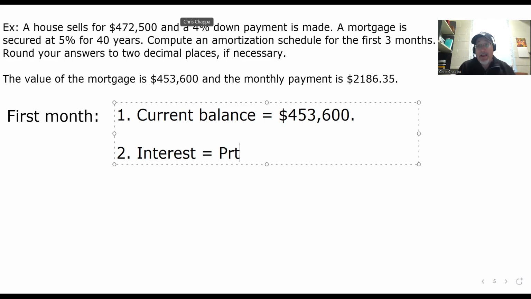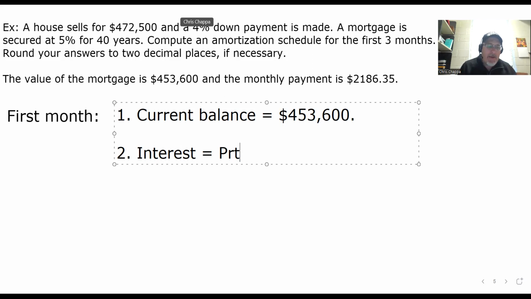The P is what my balance currently is. So the P is going to be $453,600. The R is going to be the interest rate, which is 5%, which is a decimal of 0.05. But what are we going to use for time?